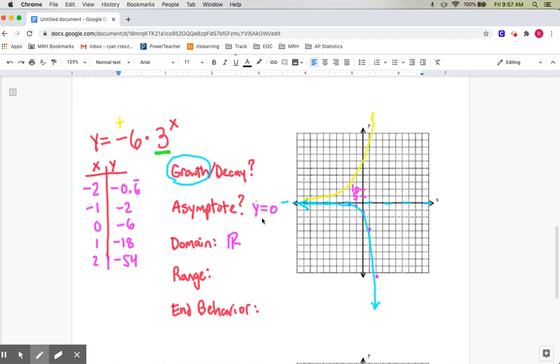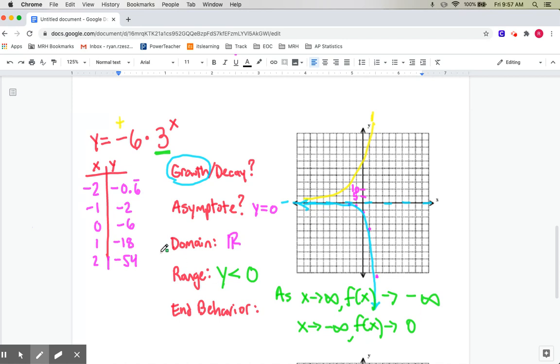The range on my blue graph right here, the y's are all under 0. The y's are less than 0 for my picture right here. And then if I set up my end behavior, as x approaches infinity, f of x approaches negative infinity. So when we go to the right, the y's go to negative infinity. And then when we go to the left on this graph, the y's approach 0.